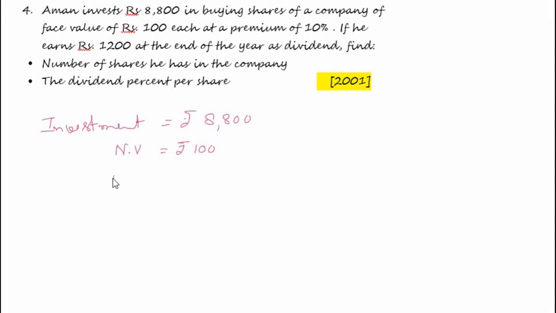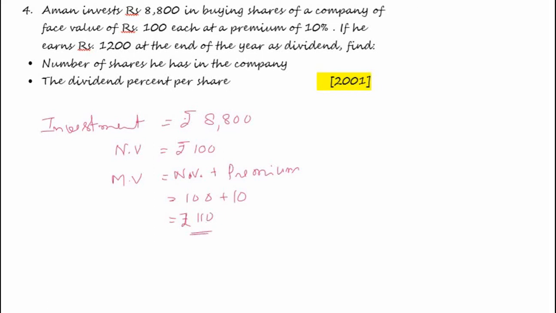So the market value is nominal value plus premium. So nominal value is 100. Premium is 10% of nominal value. That is 100. So 10% of 100 is 10. So the market value is rupees 110.